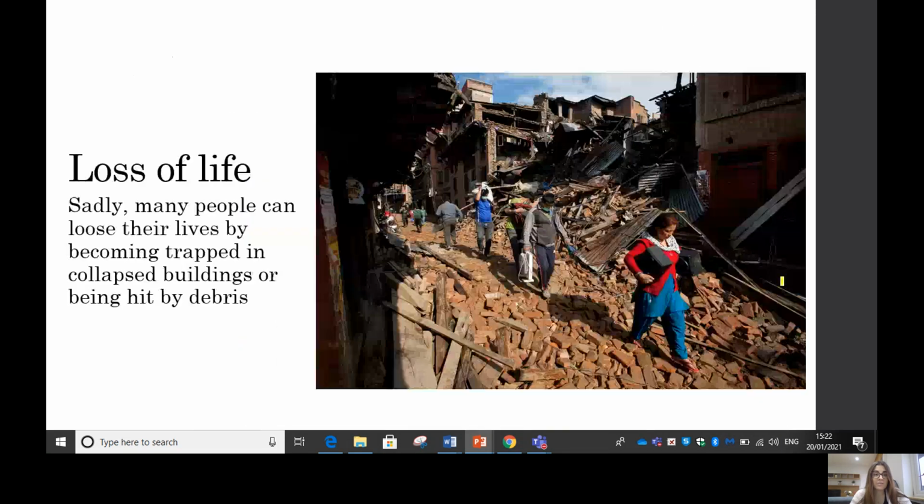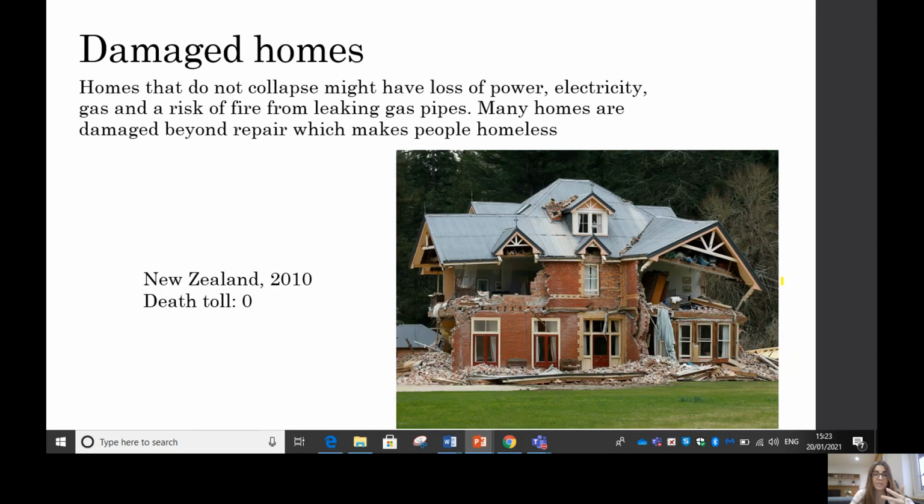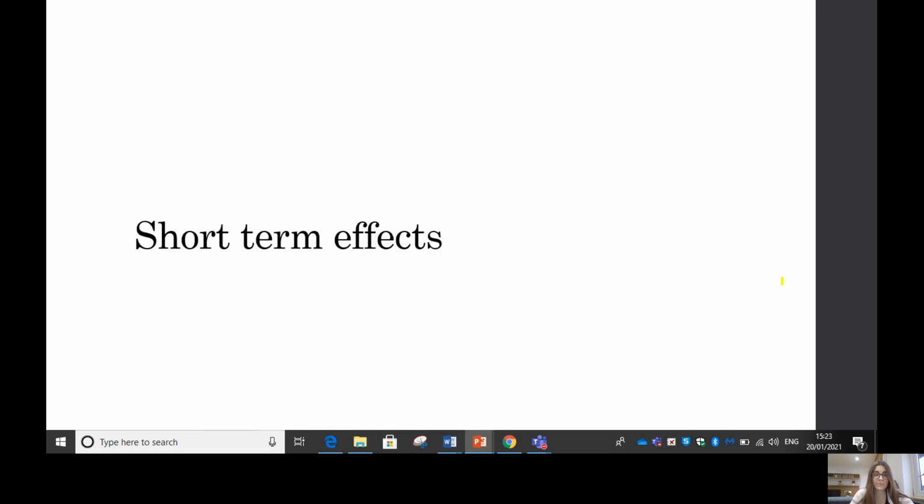Okay, so just to recap our long-term effects, we have loss of life, damaged towns and collapsed buildings, and damaged homes. Okay, moving on to the short-term effects. Short-term effects are things which can quite easily be resolved, or they don't take as long to sort out after an earthquake.